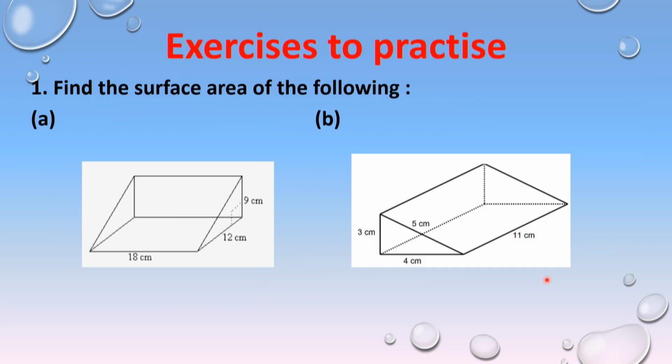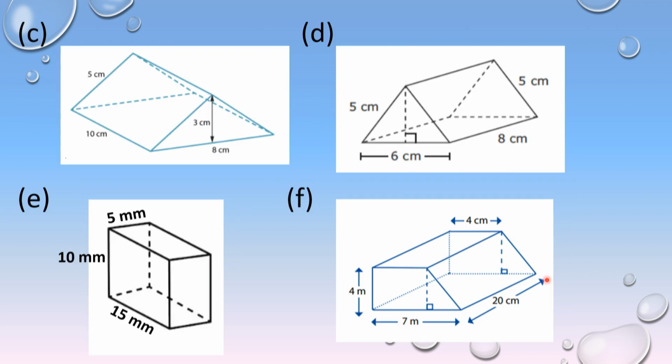Now you have a few questions to practice on surface area of prism. First question, find the surface area of the following diagrams. So you will see that in part F, you have a trapezium as cross-section. And I have already given to you the formula for area of trapezium. So this is where you will use the formula for area of trapezium, because you have a trapezium as cross-section.